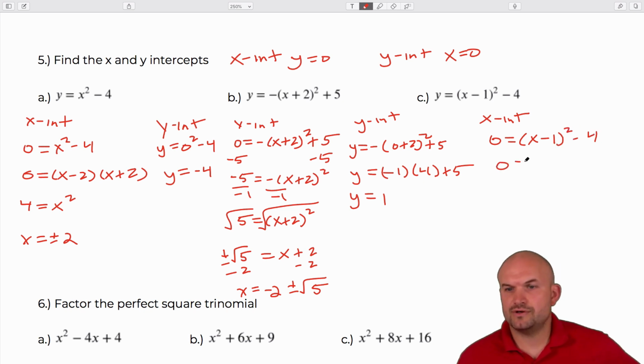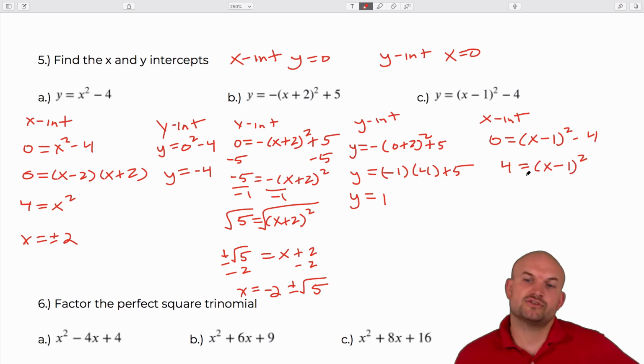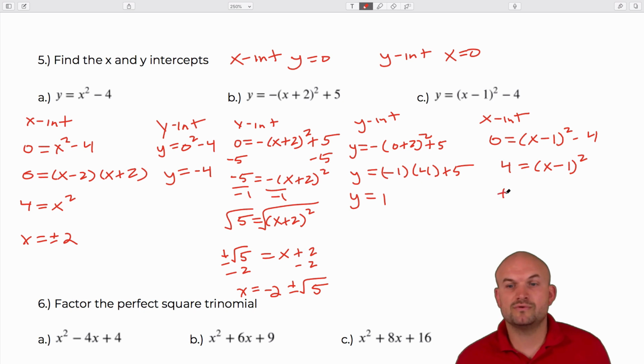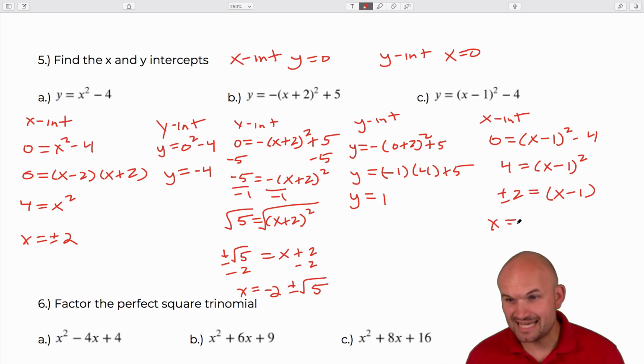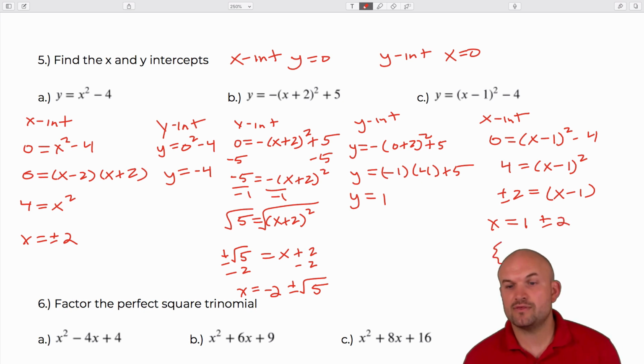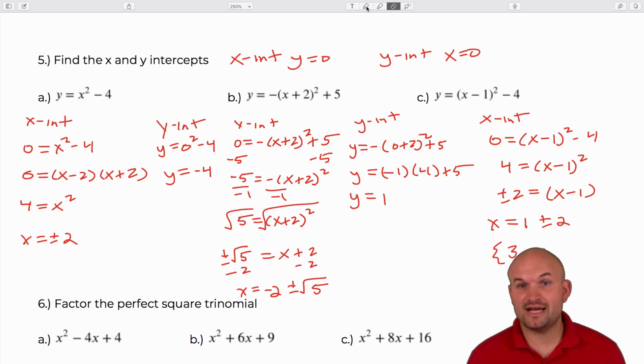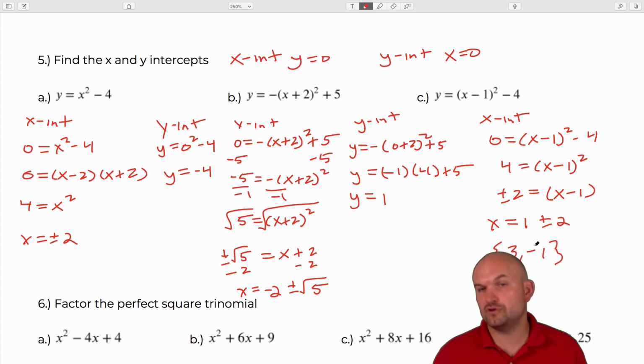All right, so let's just go ahead and work this out. Let's add the 4 to the other side. So we have a positive 4 is equal to x minus 1 squared. Let's square root. That's going to be plus or minus 2 equals x minus 1. And then let's add a 1 to the other side. So basically this is going to look like this. X is equal to 1 plus or minus 2. So 1 plus 2 is 3. 1 minus 2 is negative 1. So sometimes you'll have something where you can't actually combine them, and therefore you'll just want to go ahead and do that.